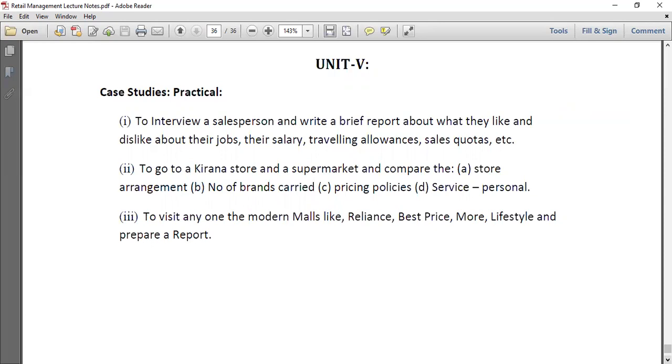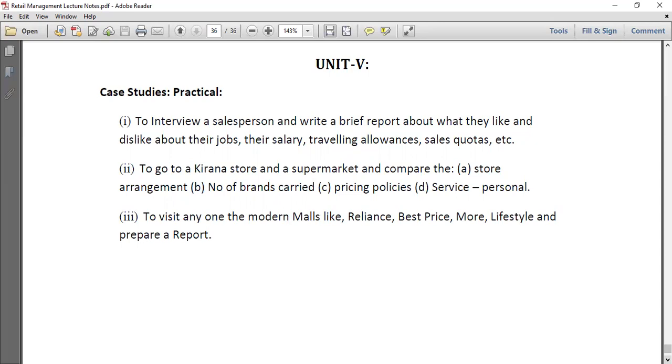First interview him and then write a brief report on what they like and dislike. You can collect data about the job, the salary, the traveling allowances, TAs and DAs, the sales quota, and what his functions, duties, and responsibilities are. Those things you can collect. All right, that is practical number 1.